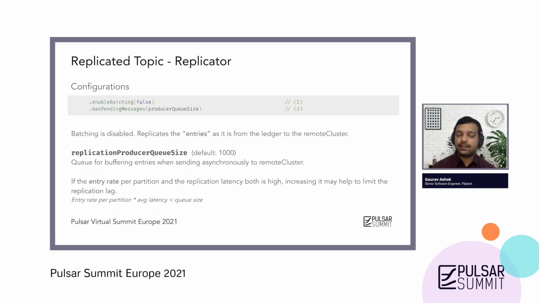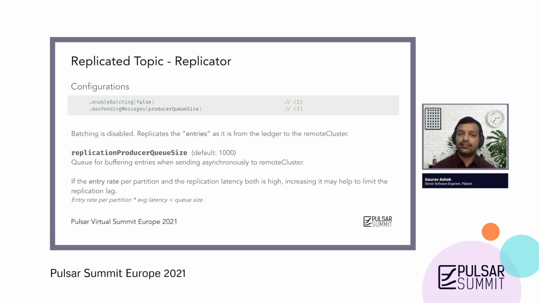When the replicator creates the producer, it disables batching. So what it means is that the replicator fetches the entries from the bookkeeper ledger, and it will produce them as is to the remote cluster topic.